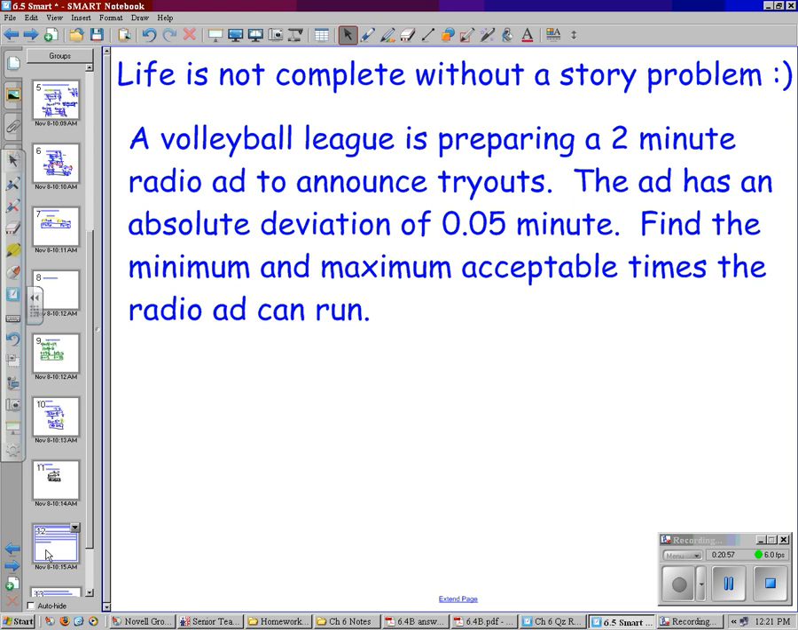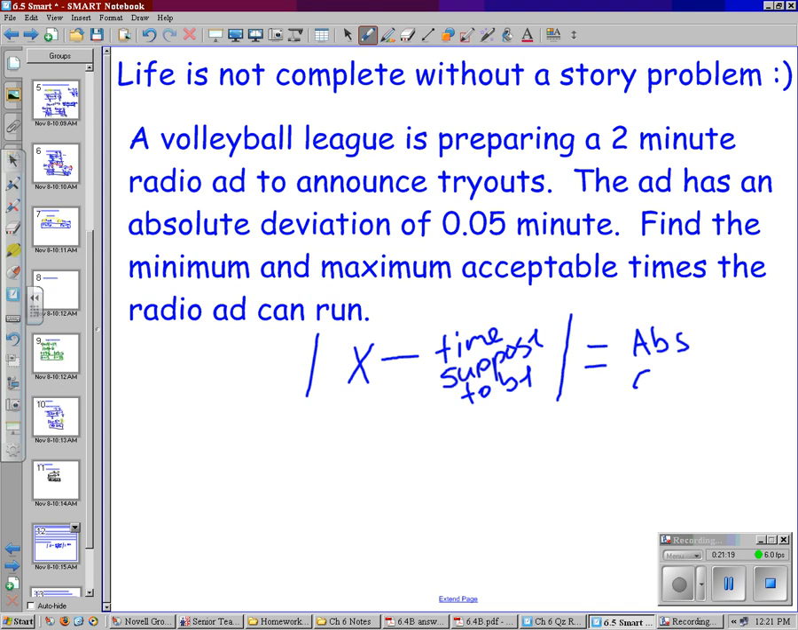Well, there's a way that you have to set this up. You're going to have X minus the time it's supposed to be, and then we put absolute value bars around that, equals whatever the absolute deviation is. Okay. So in this case, we're working with time. And so we're going to set up the equation so that it is x minus whatever the number is supposed to be. How long is this ad supposed to be?